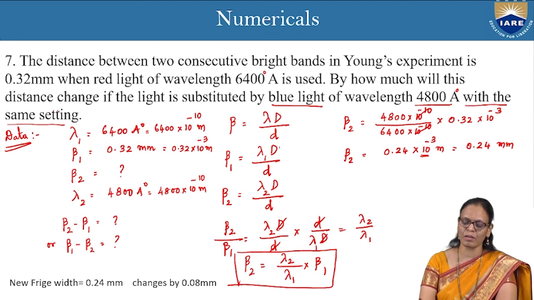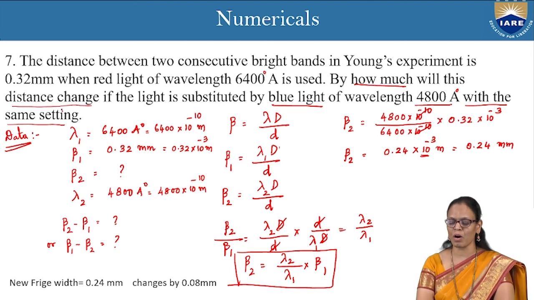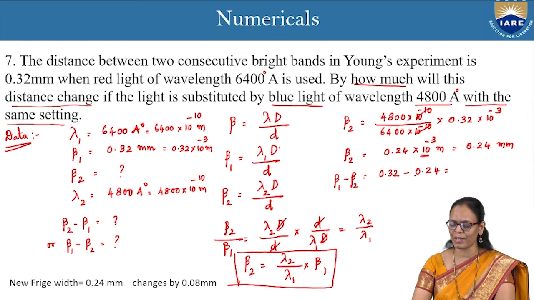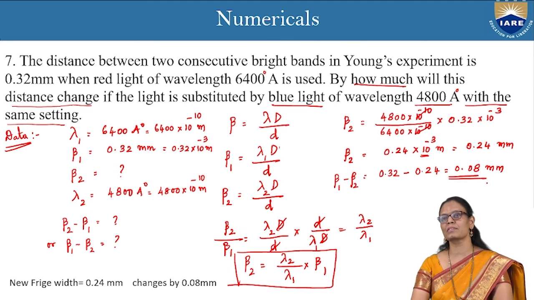Now what they are asking, by how much will this distance change? Means how much will the fringe width change? Means we have to find beta 1 minus beta 2. Beta 1 is 0.32 mm and beta 2 is 0.24 mm. So 0.32 minus 0.24, it will be 0.08 mm. So it changes by 0.08 millimeter.